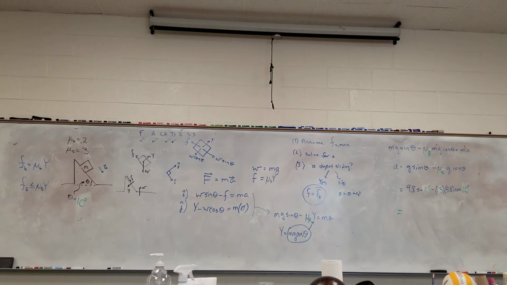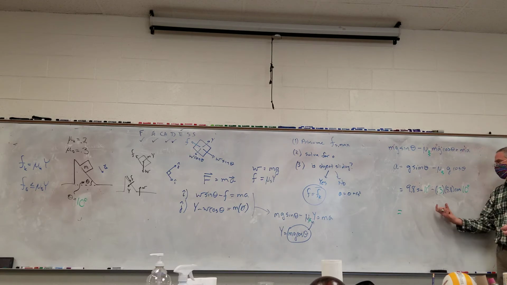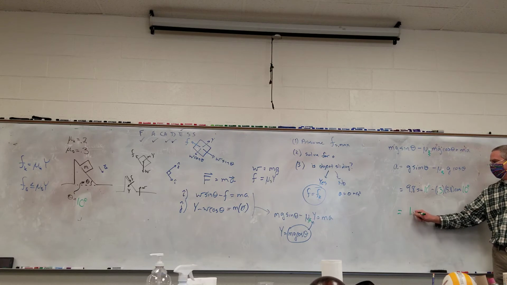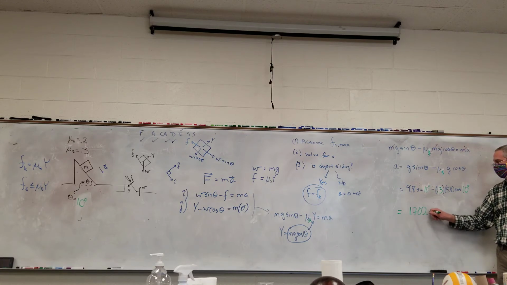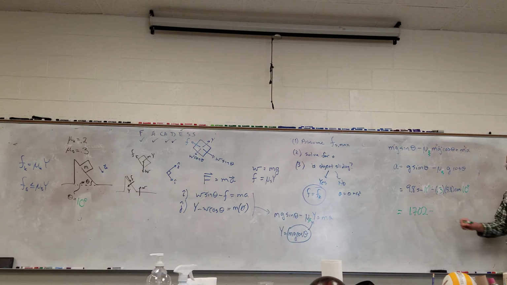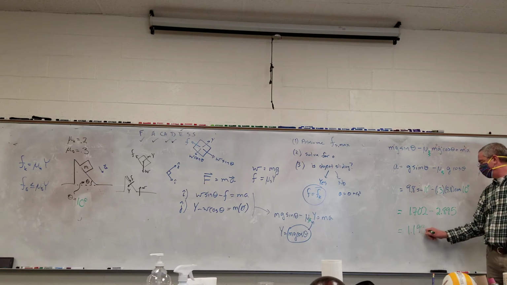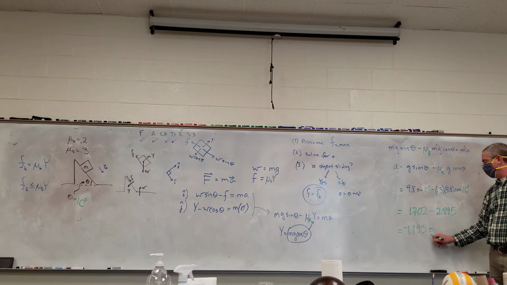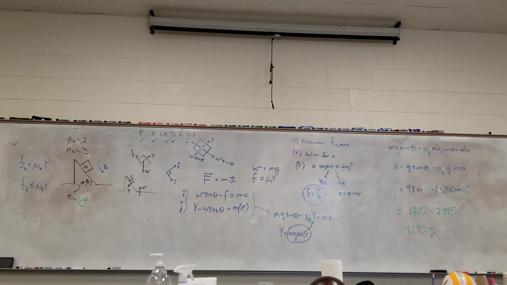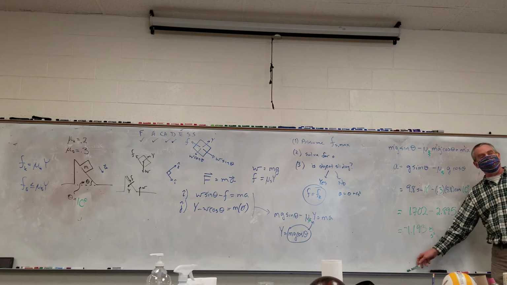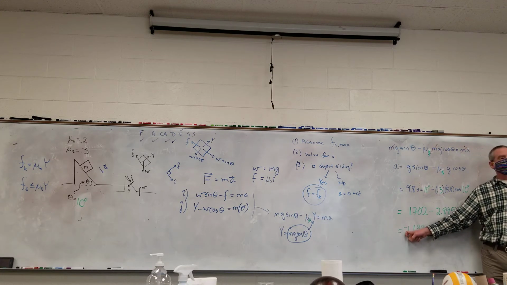So I've lowered the ramp. So what do I get now? 9.8 sine of 10 degrees is 1.702, minus 2.895. All right, so working it through this way, by just changing the angle, we have a negative acceleration.